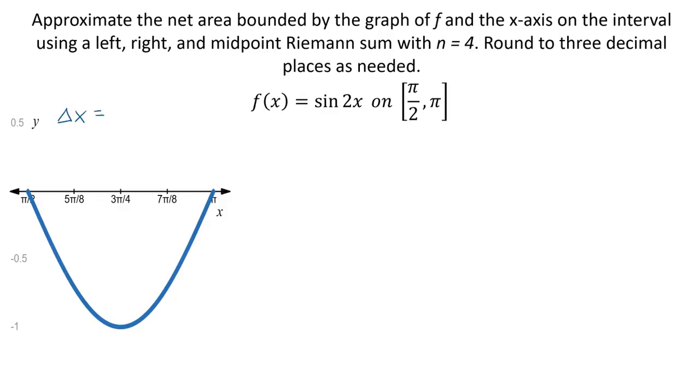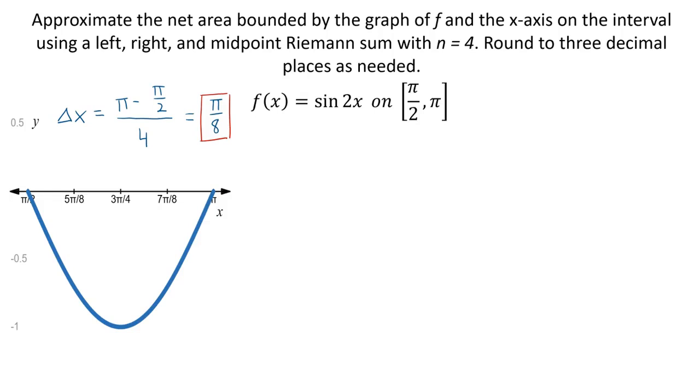The first thing we need is the width of our rectangles. The total length of our interval is pi minus pi over 2, and we want to divide that into 4 equal width rectangles. That means that the width of each rectangle will be pi over 8 units. And as you can see, we already have our scale of pi over 8 units marked off on our x-axis.